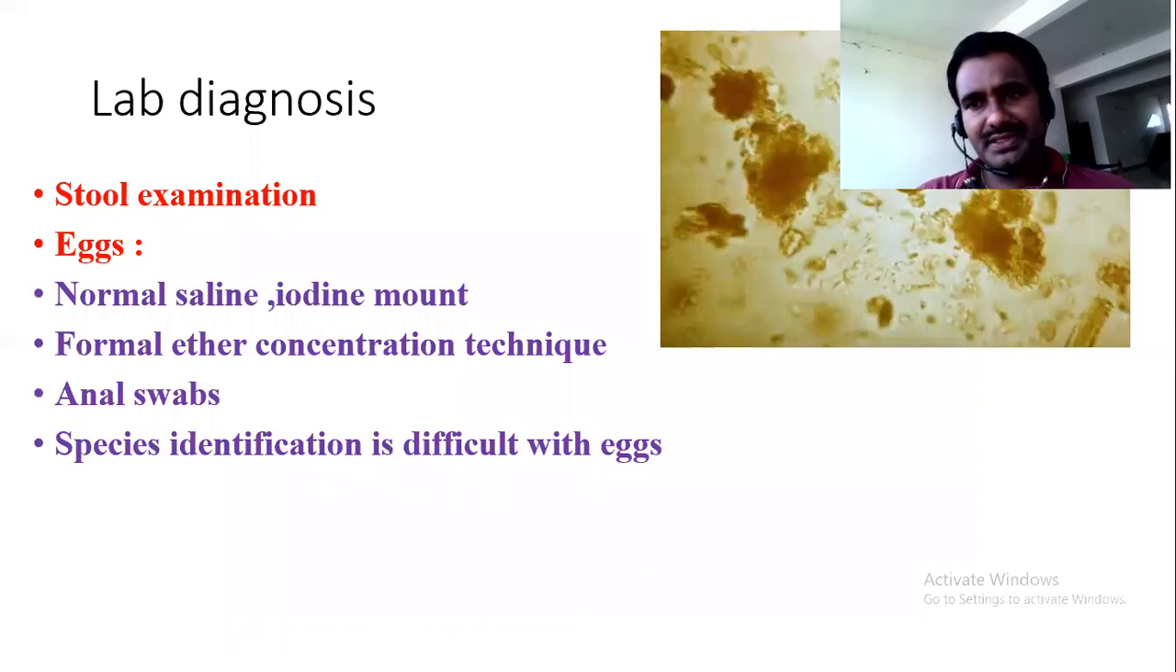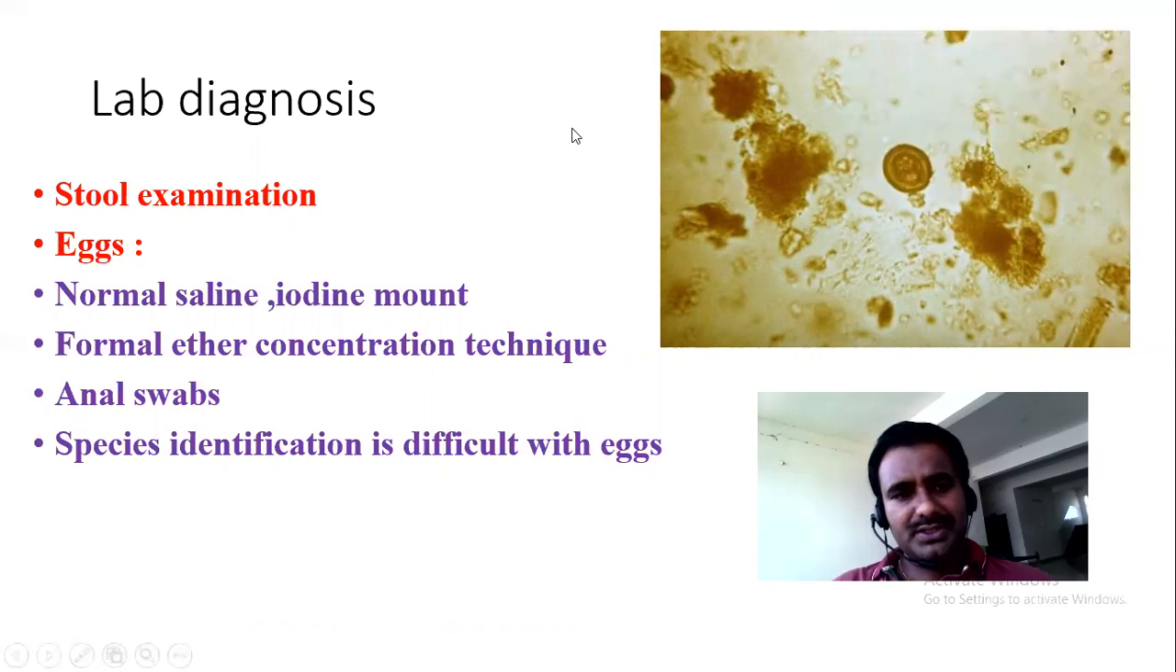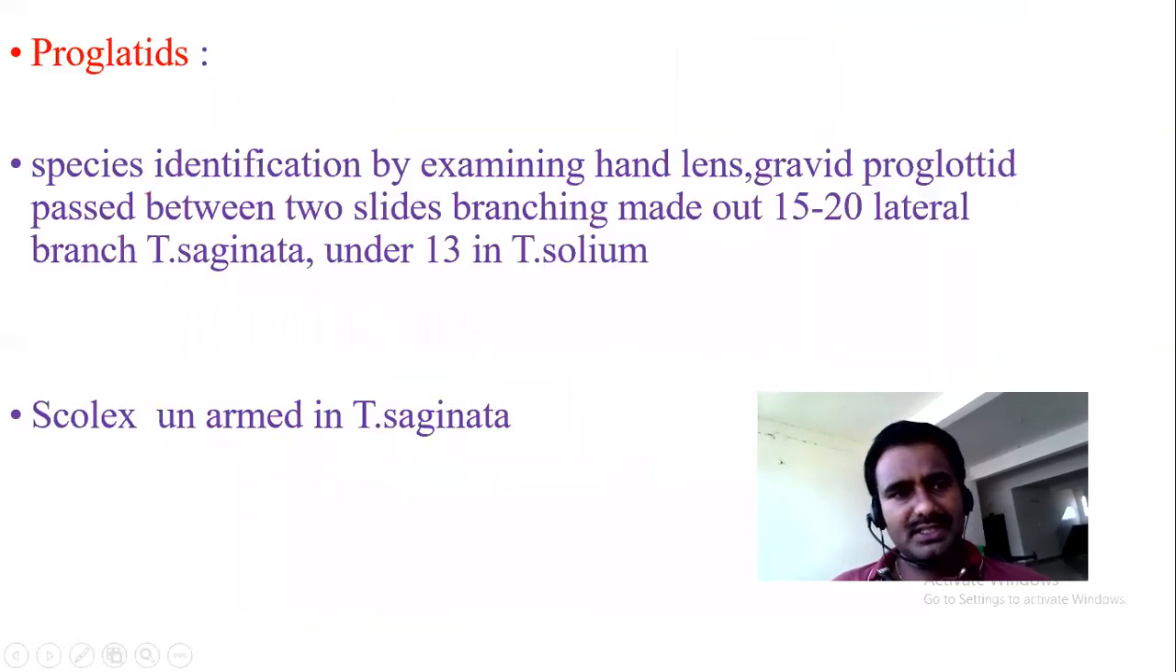So lab diagnosis will be wet mount, that is with normal saline and iodine. Here the species identification is not easy to observe in normal saline and iodine mount. Here it is Taenia solium and Taenia saginata. Both eggs are common, so we cannot differentiate. So we differentiate with stool concentration techniques. Proglottids will be observed with the hand lens. More proglottids will be there in saginata, fewer in solium.